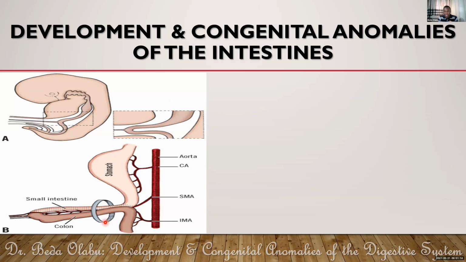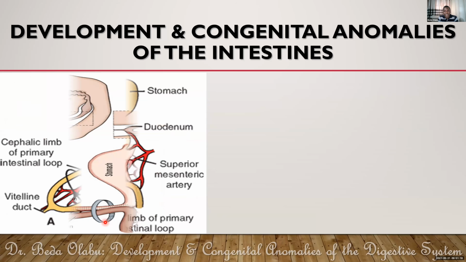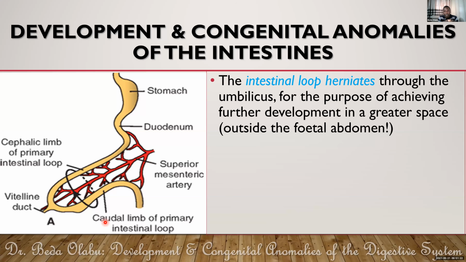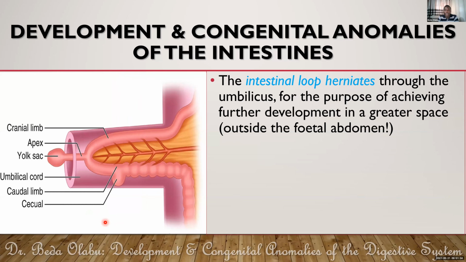What happens? The magic of embryology happens. The intestines choose to exit the abdomen. They go through the umbilicus and come out of the fetal abdomen in a sac. We call that process physiological umbilical herniation.